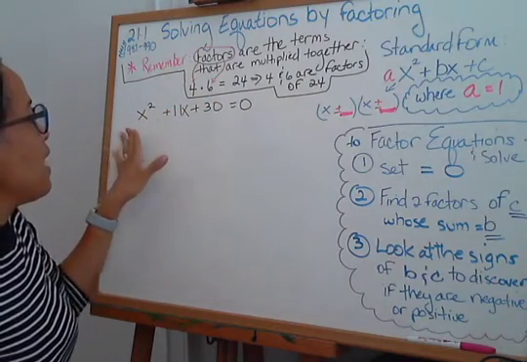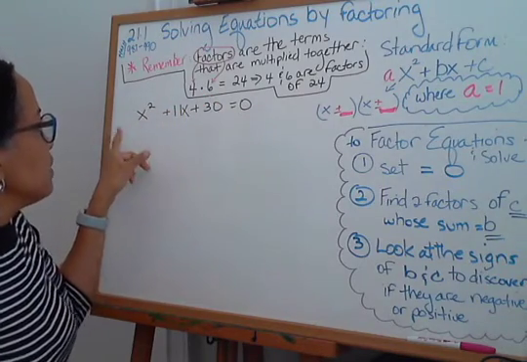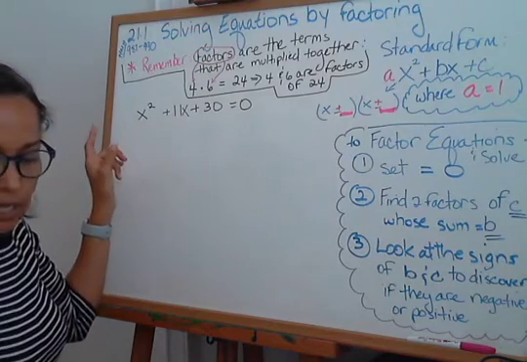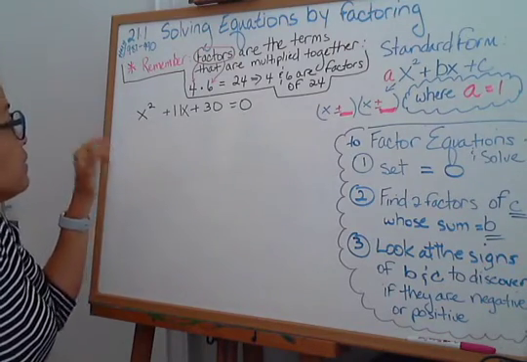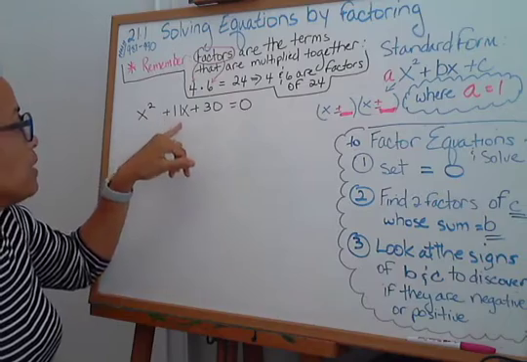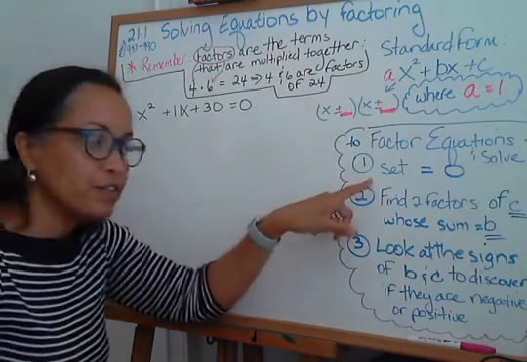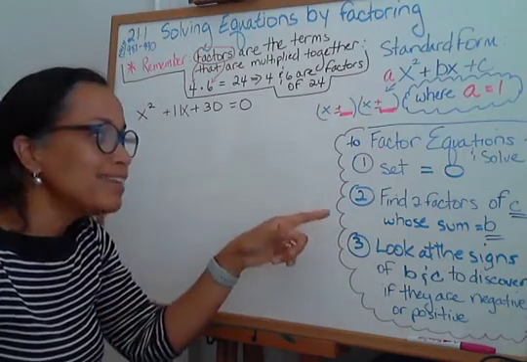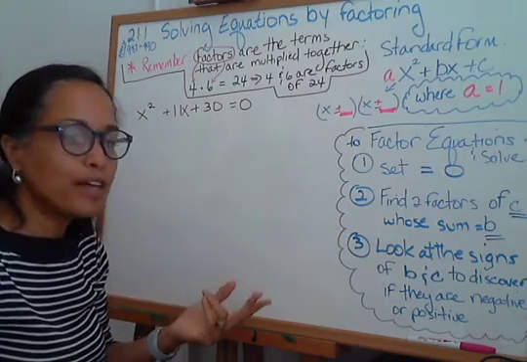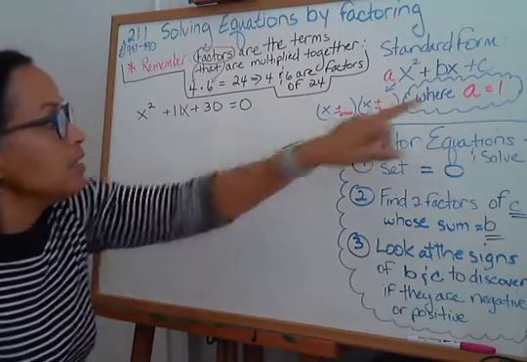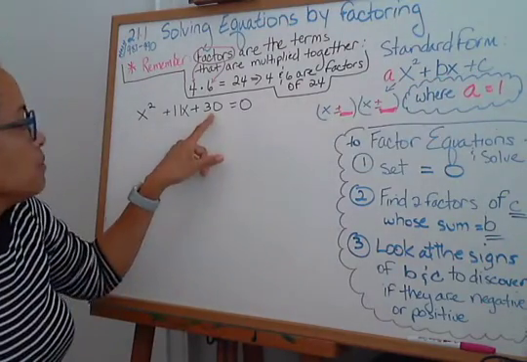So here we have a trinomial. This is page 987. x squared plus 11x plus 30. I already set it equal to 0. That's the first thing we do. And the second thing, we're going to look for two factors of c. There's c, so that's going to be here.